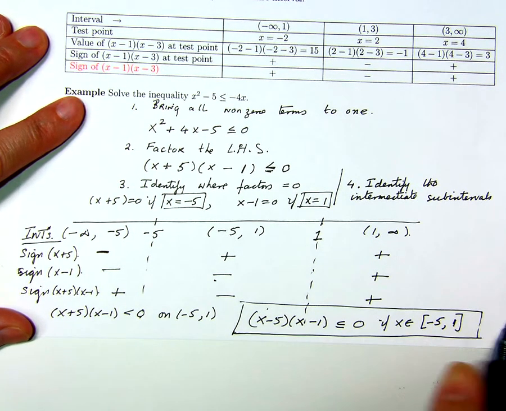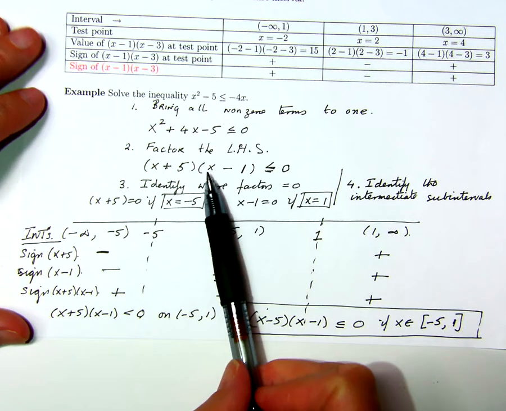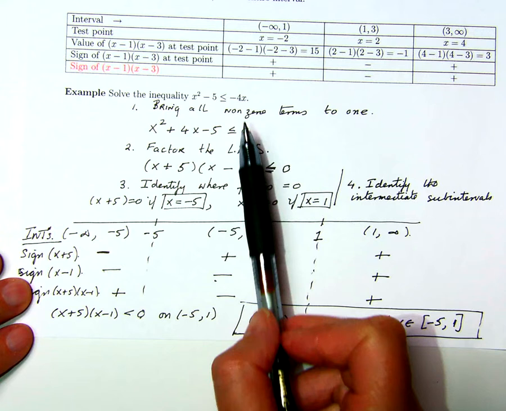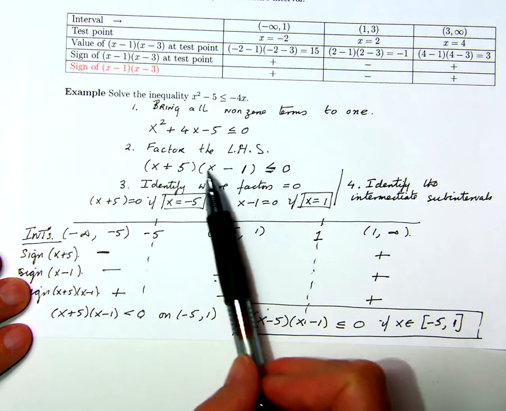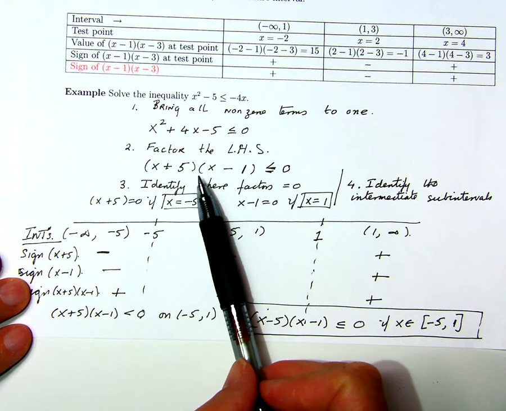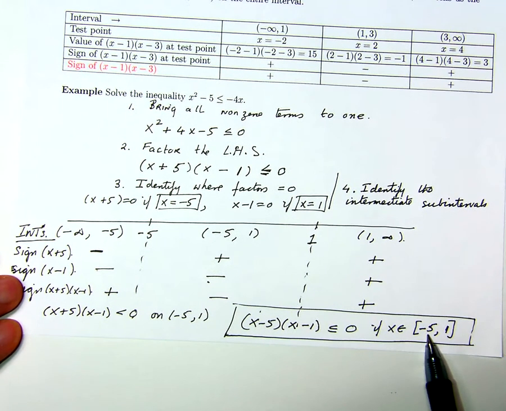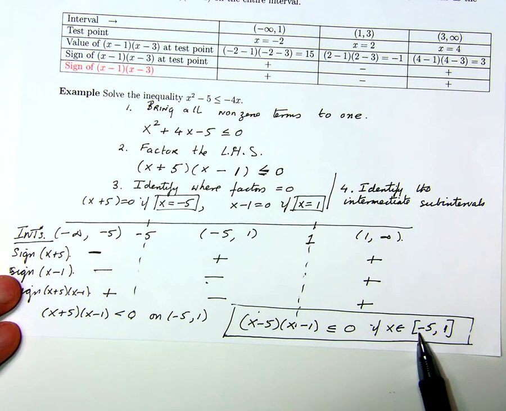And that's our solution to our given inequality. Remember, the given inequality is equivalent to this one, and therefore the solution set to the given inequality is the same as the solution set to this one, which we figured out is the closed interval from -5 to 1.